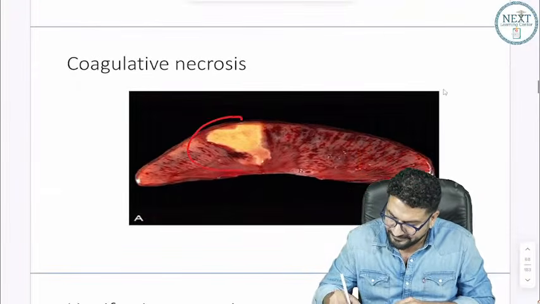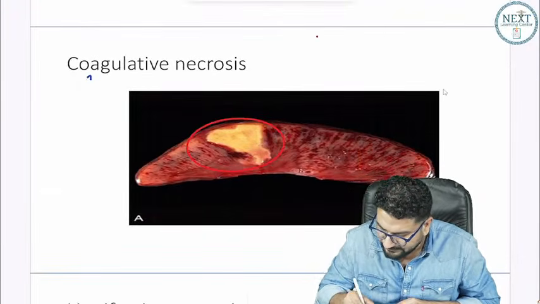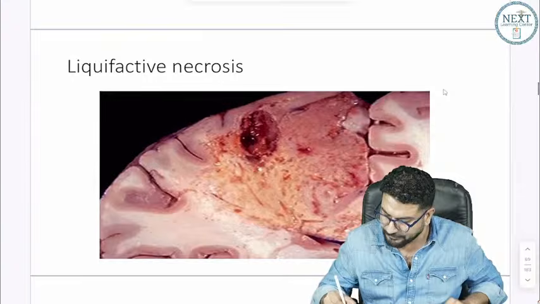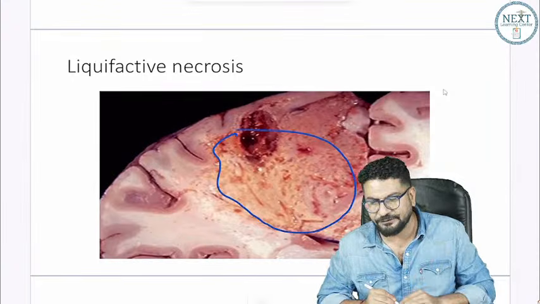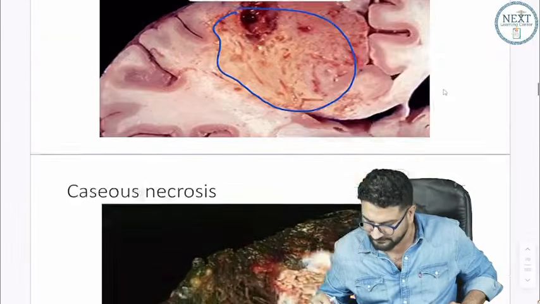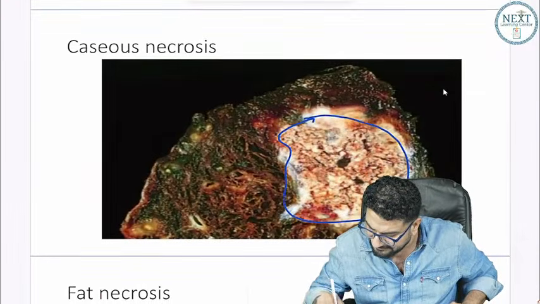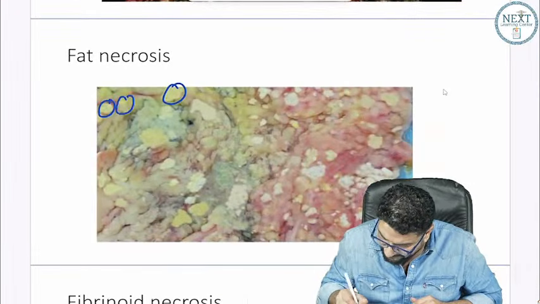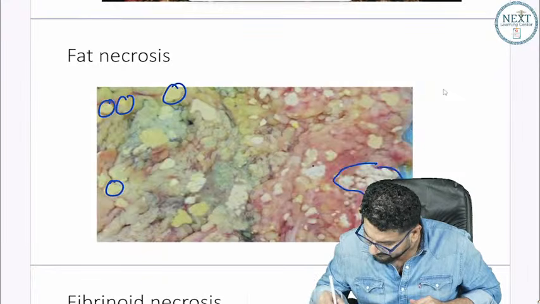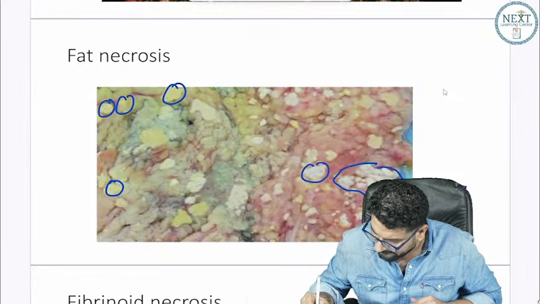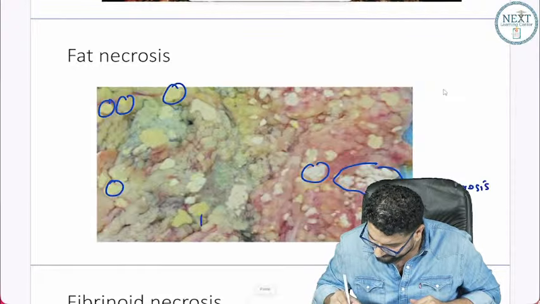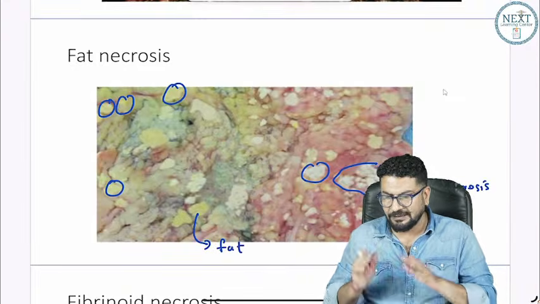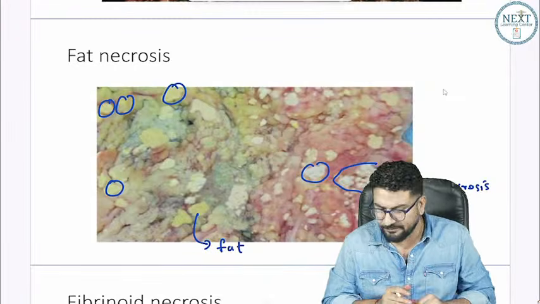You can see this is coagulative necrosis. So we will quickly go. You can see here a typical wedge shape infarct. Look at this now. This is your liquefactive necrosis. Everything is labeled, so you can read this PDF later on. And this cottage cheese like material is caseous necrosis. And this yellow you can see will be fat globules, and this white material will be necrotic. Get my point? So in between the necrosis you will see yellow fat globules because it's fat necrosis.